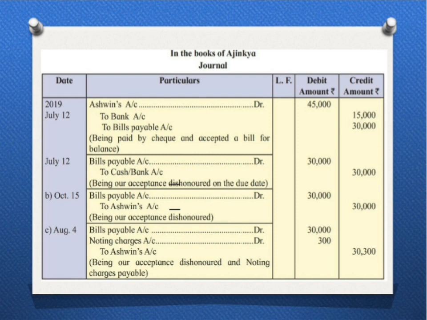I hope you must have understood how to pass the journal entries when the bill gets discounted with the bank, if it is honored as well as dishonored. Thank you.